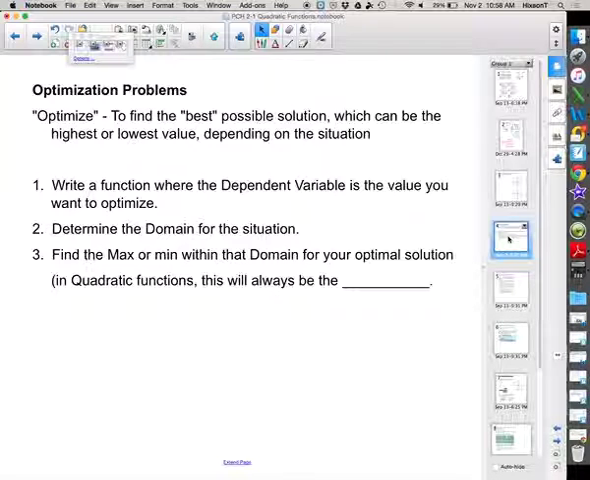So, once we've figured that out, then we want to find the max or the min, depending on what best means in this problem, within that domain. Okay, and that'll give us our optimal solution. Okay? In quadratic functions, what's the max or min always going to be? It's going to be the vertex. Okay? It's going to be the vertex.